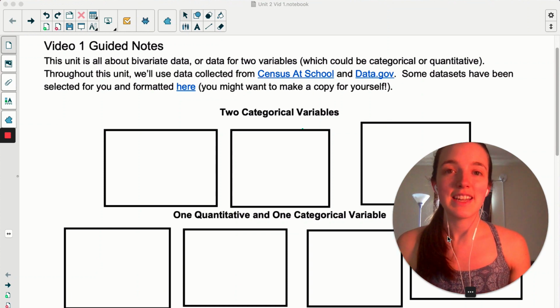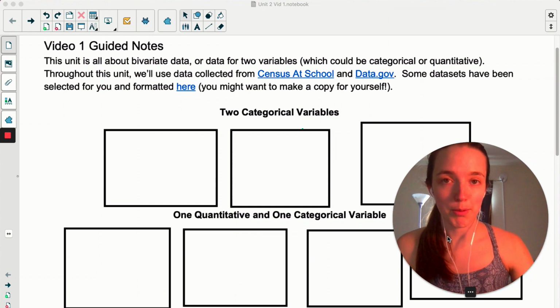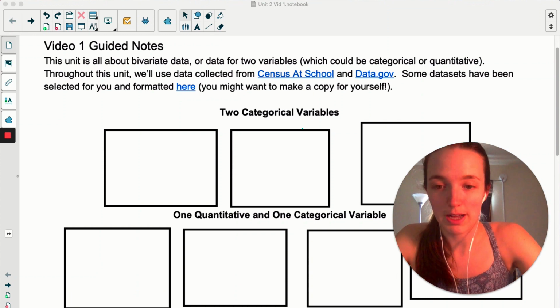Now, I'm going to be using data that I collected from two different places, Census at School and data.gov. I put all of the data sets that we might be using in the Google Sheet right there, so you can make a copy if you want. I'm just going to open it up and show you a couple things, and then if you would like to mess around with any of the data, you absolutely can.